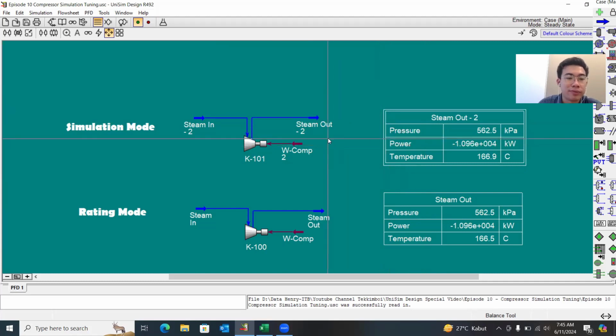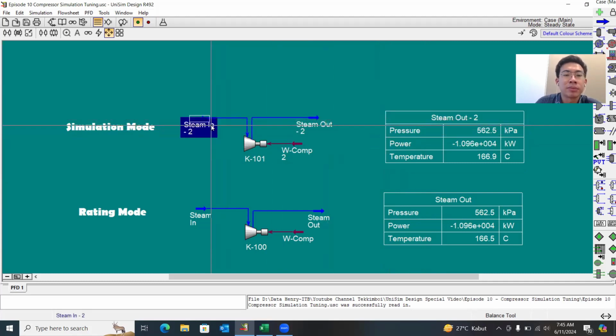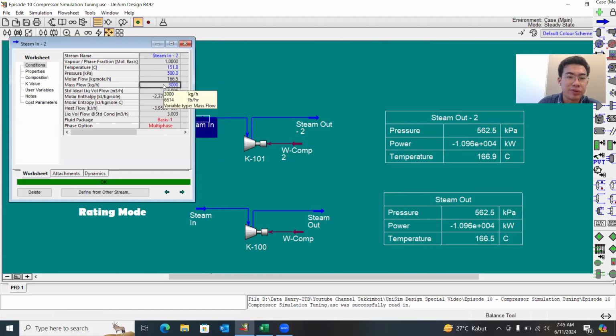Okay, so the first thing is I would like to change the flow rate. You could see that the pressure of the outlet is still the same. Nothing changes, the temperature stays the same. However, the power increases. This makes sense, because we have more flow, we need more power.